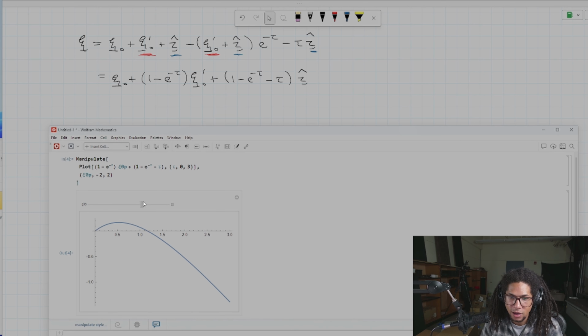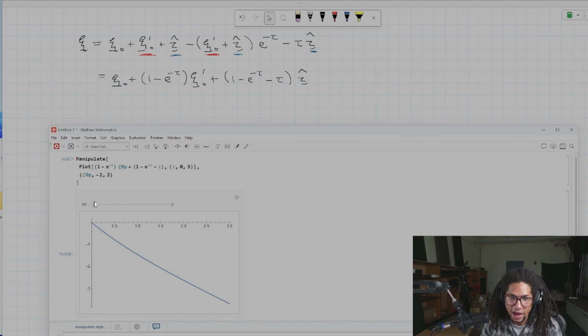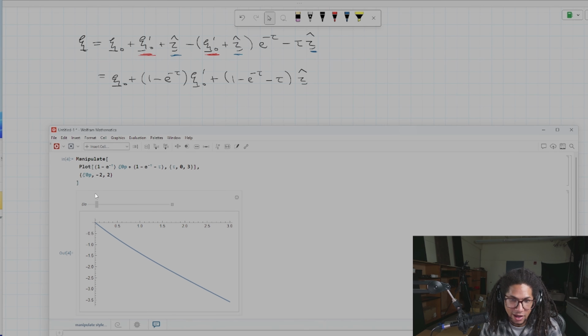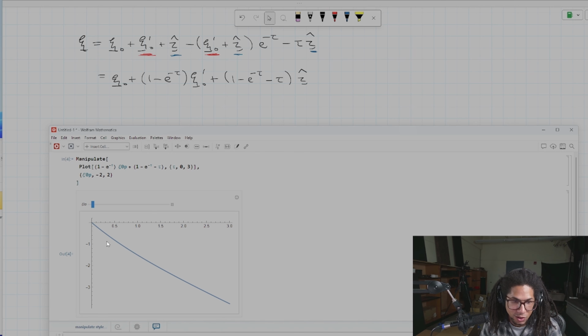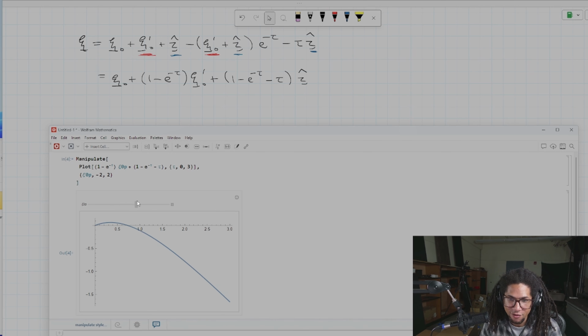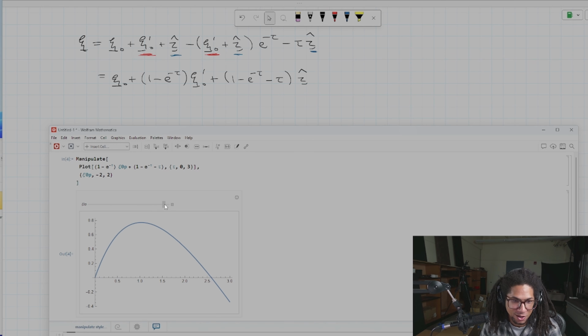Well, if I have C naught prime start out as negative, then my object goes down. That's good. If I have my solution, or my velocity, start out as positive, then it goes up. That's also good. But does this look like what we would expect if there were no drag?